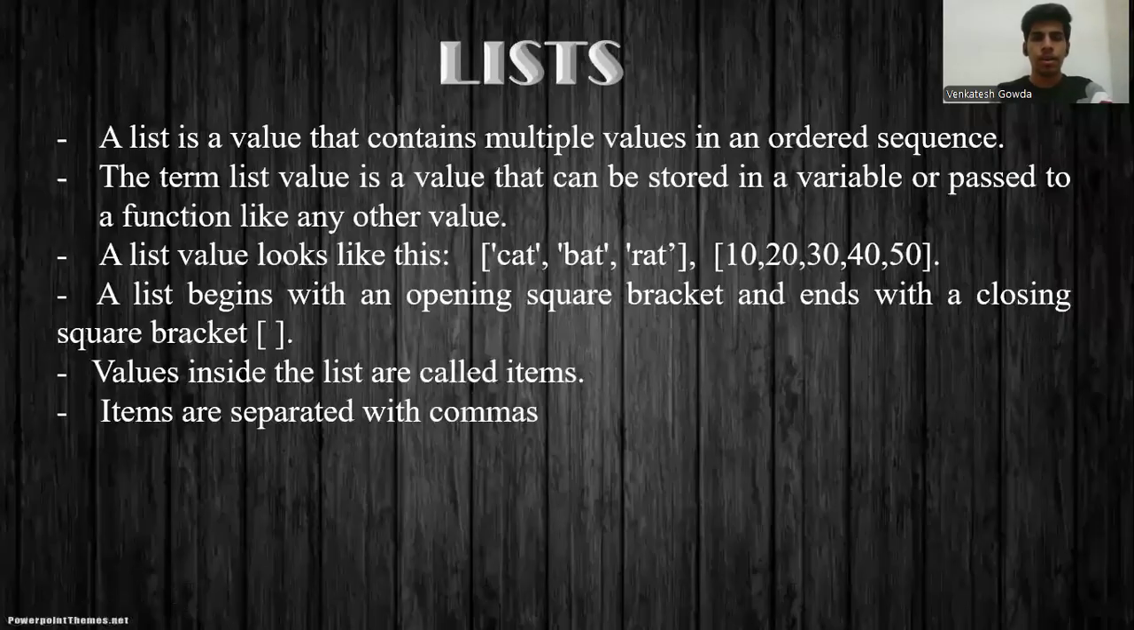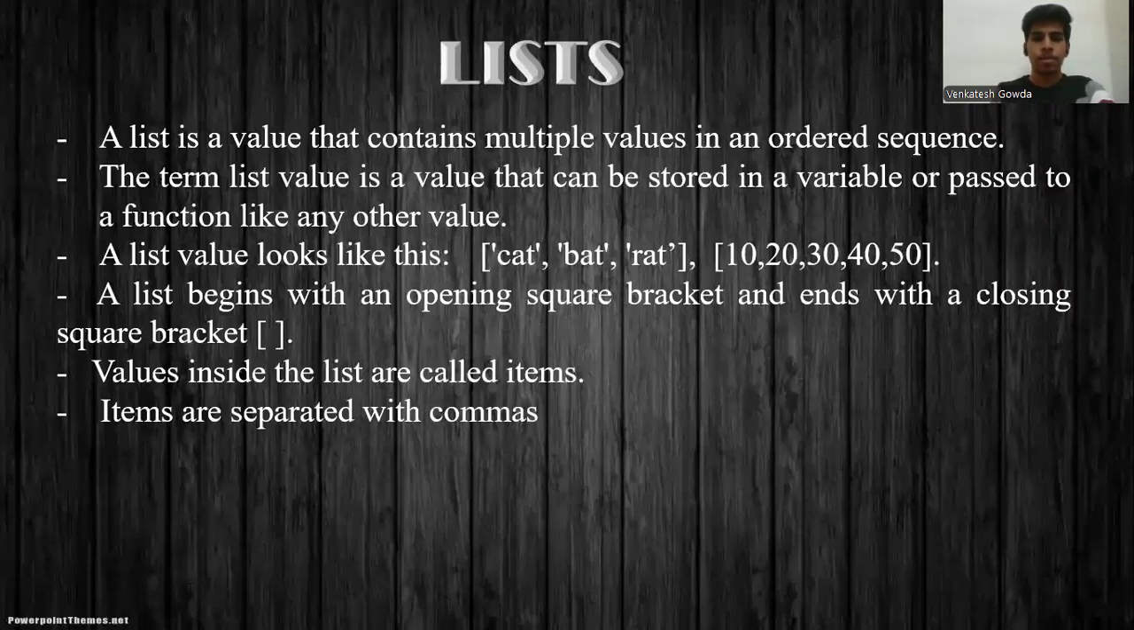Now we shall get into the introduction part. So what is a list? A list is a value that contains multiple values in an ordered sequence. The term list value refers to a value that can be stored in a variable or passed to a function like any other value. A list typically looks like this.